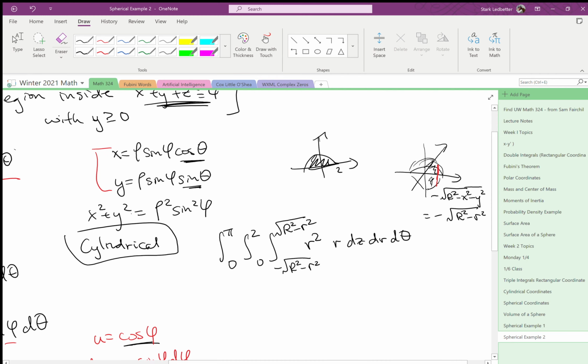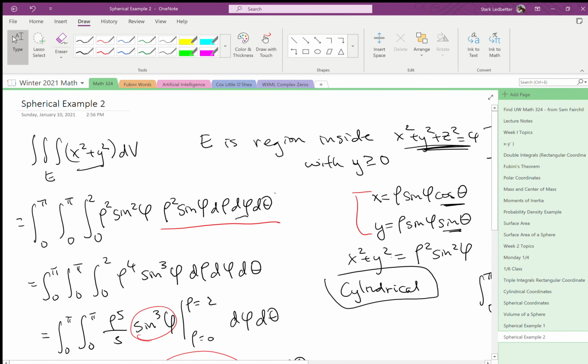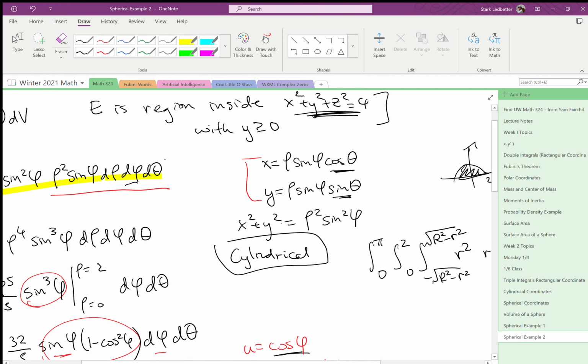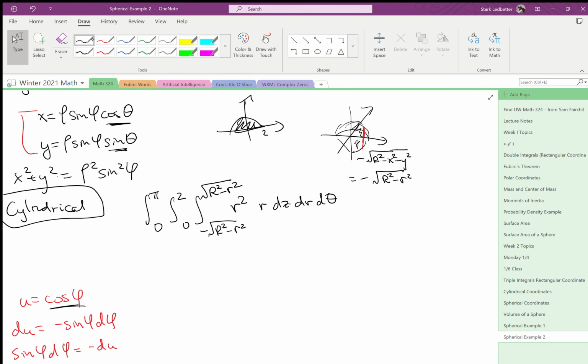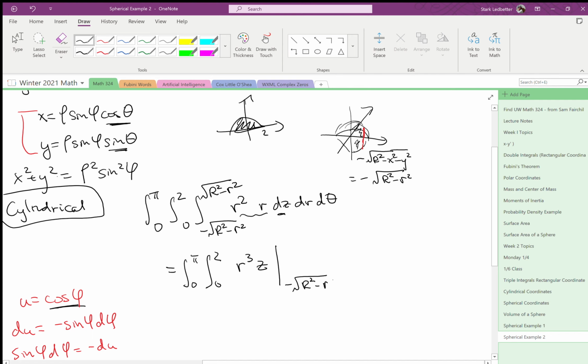Okay, so is this easier or harder than the spherical one? I don't know. There was a lot going on in the spherical one too. We had to do some conversions. So let's just do one or two more steps of this. This is an r cubed, but when we integrate with respect to z, that's just a constant. So integral from 0 to pi, integral from 0 to 2. I have r cubed, z, I have to put in z goes from negative root of big R squared minus little r squared to positive root of big R squared minus little r squared, dr d theta.